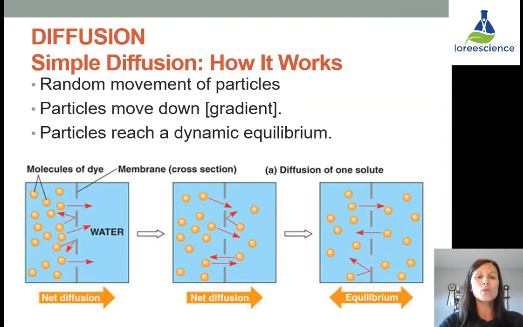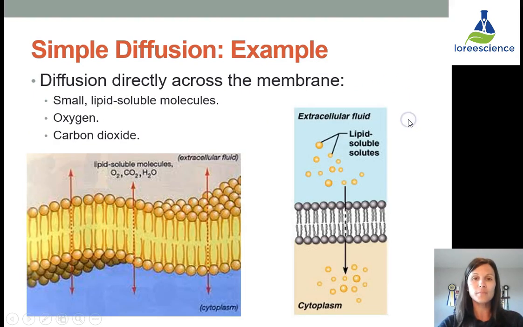How does it work? Well, it's due to the random movement of particles and the fact that particles will move down their concentration gradient in order to reach dynamic equilibrium, or equal concentrations on both sides of a membrane. Once equilibrium is reached, those particles don't stop moving. That's why it's dynamic equilibrium. As we can see here, the molecules, because of the random movement, eventually some will get through those sections of the membrane that they can fit through, causing equal concentration on both sides, or equilibrium.